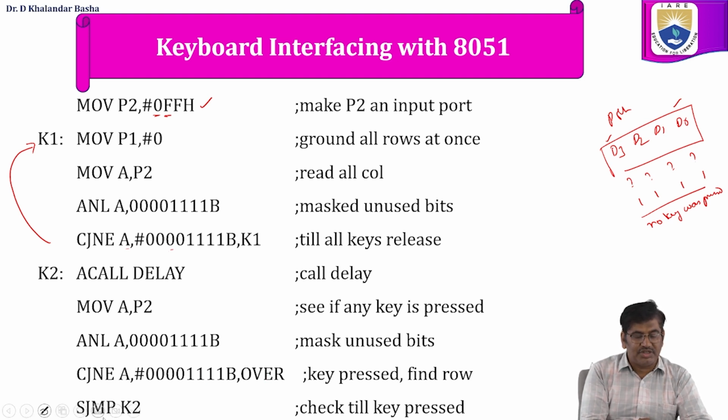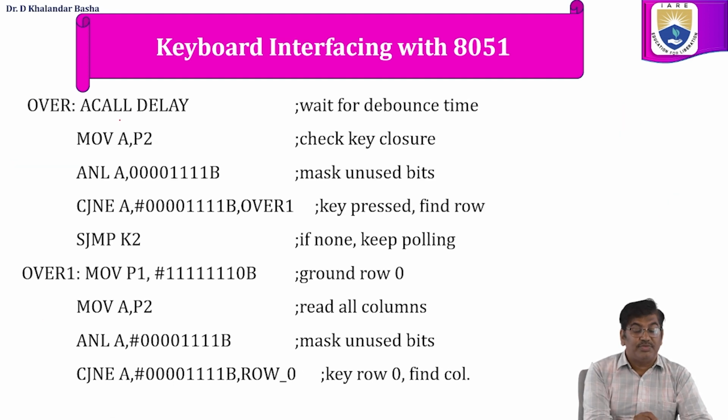Otherwise, the next instruction is to go to key 2. As we know the key is pressed, we call a delay for the debounce time. Then again we read the values of port 2 and compare these values with 1111. If a key is pressed, we go for finding the row. Otherwise, we keep on polling.